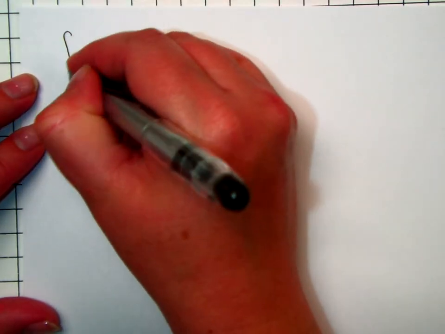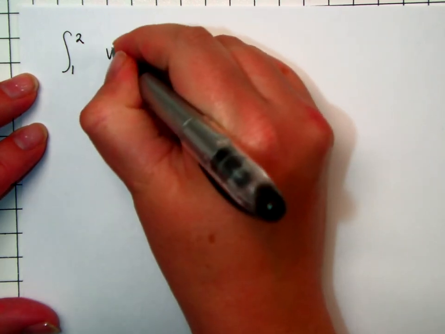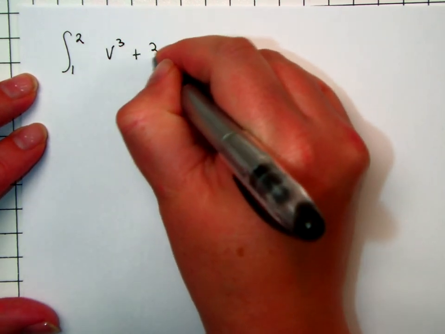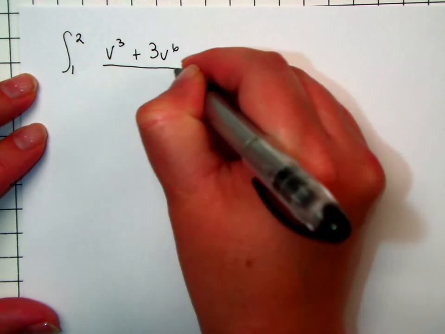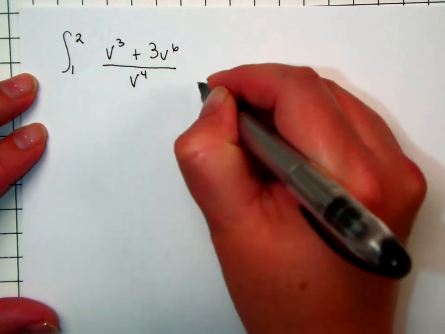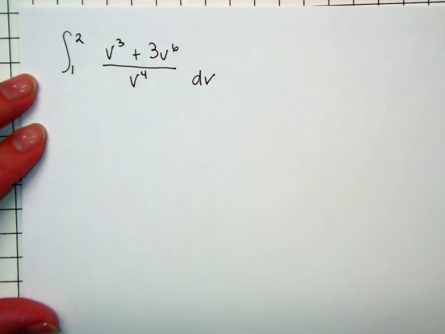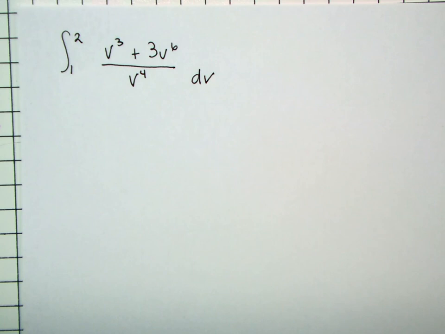So let's evaluate the integral from 1 to 2 of (v cubed plus 3v to the 6th) over v to the 4th dv. Now, this isn't going to use the fundamental theorem of calculus part 1. This is really just an evaluation one, but it has some really good examples in it.